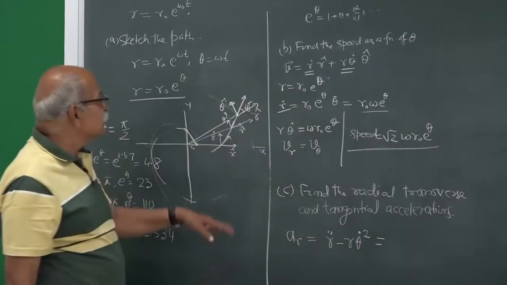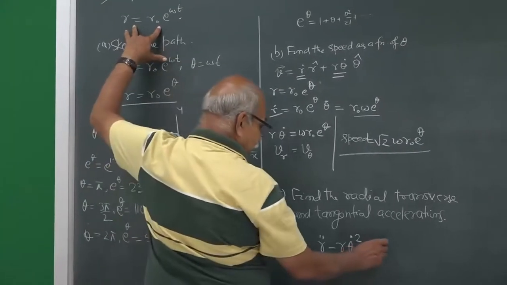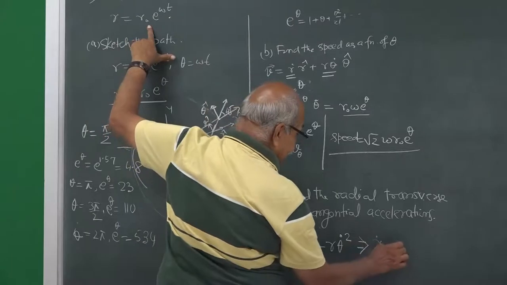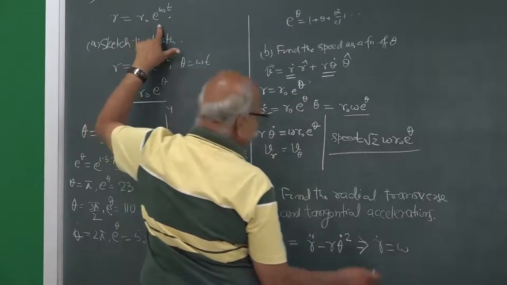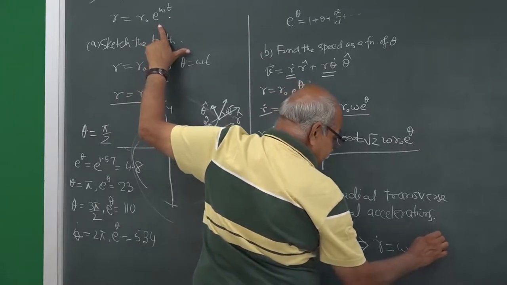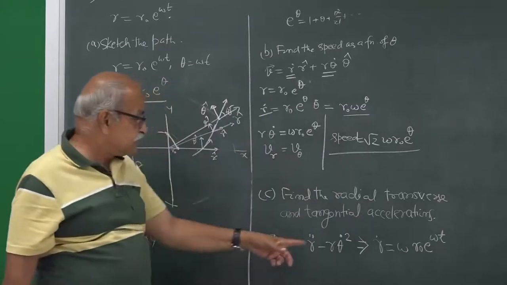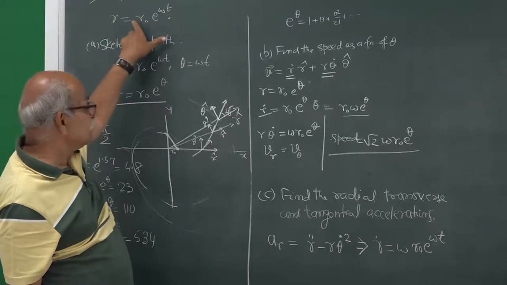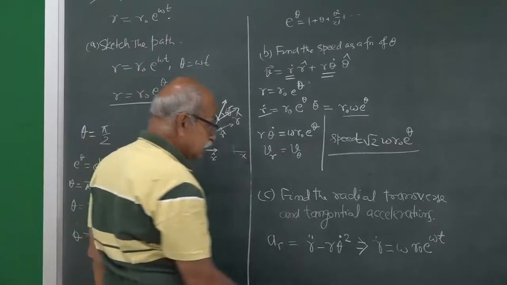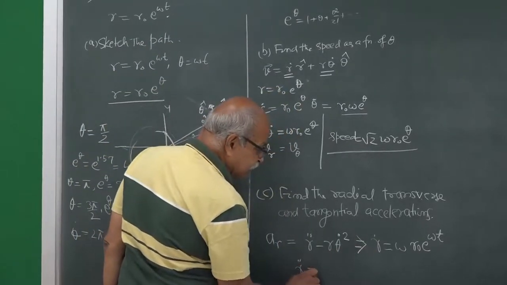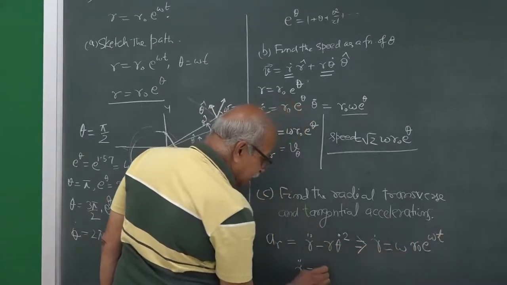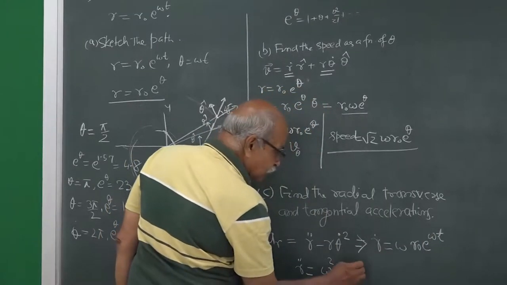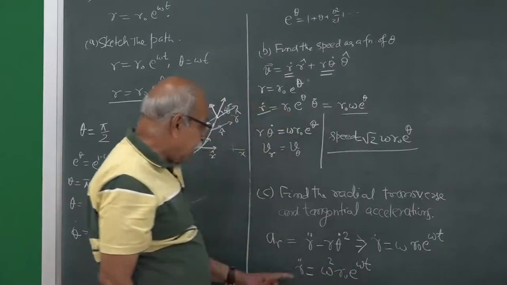What is r double dot? This is r. So r dot is omega times r naught e power omega t. We are differentiating with respect to time, and r is given by this, so this omega comes here. So omega r naught e to the power omega t, that is r dot, and therefore r double dot, once again differentiating with respect to time, is omega square into r naught e power omega t. That is r double dot.